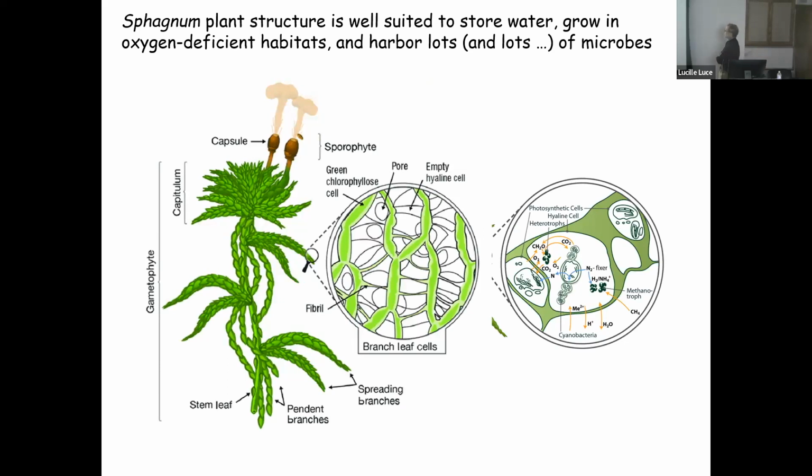Everything about sphagnum is all about water storage and control of water movement. So this is the structure of a sphagnum plant with that capitulum at the top with fascicles of branches. They have dimorphic leaf cells with large, empty, dead-at-maturity hyaline cells enclosed in a network of these green photosynthetic cells. And those hyaline cells are absolutely chock full of microorganisms.